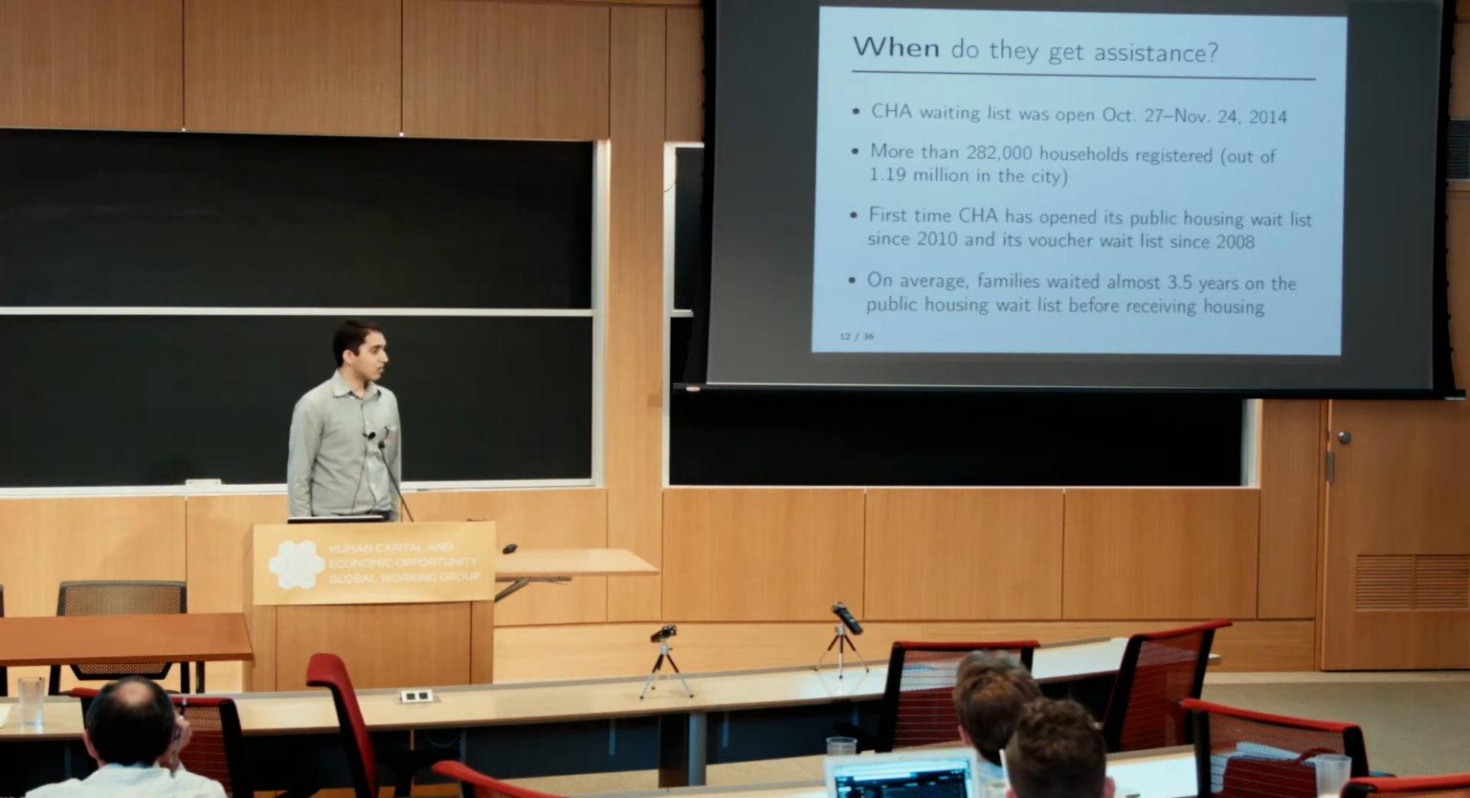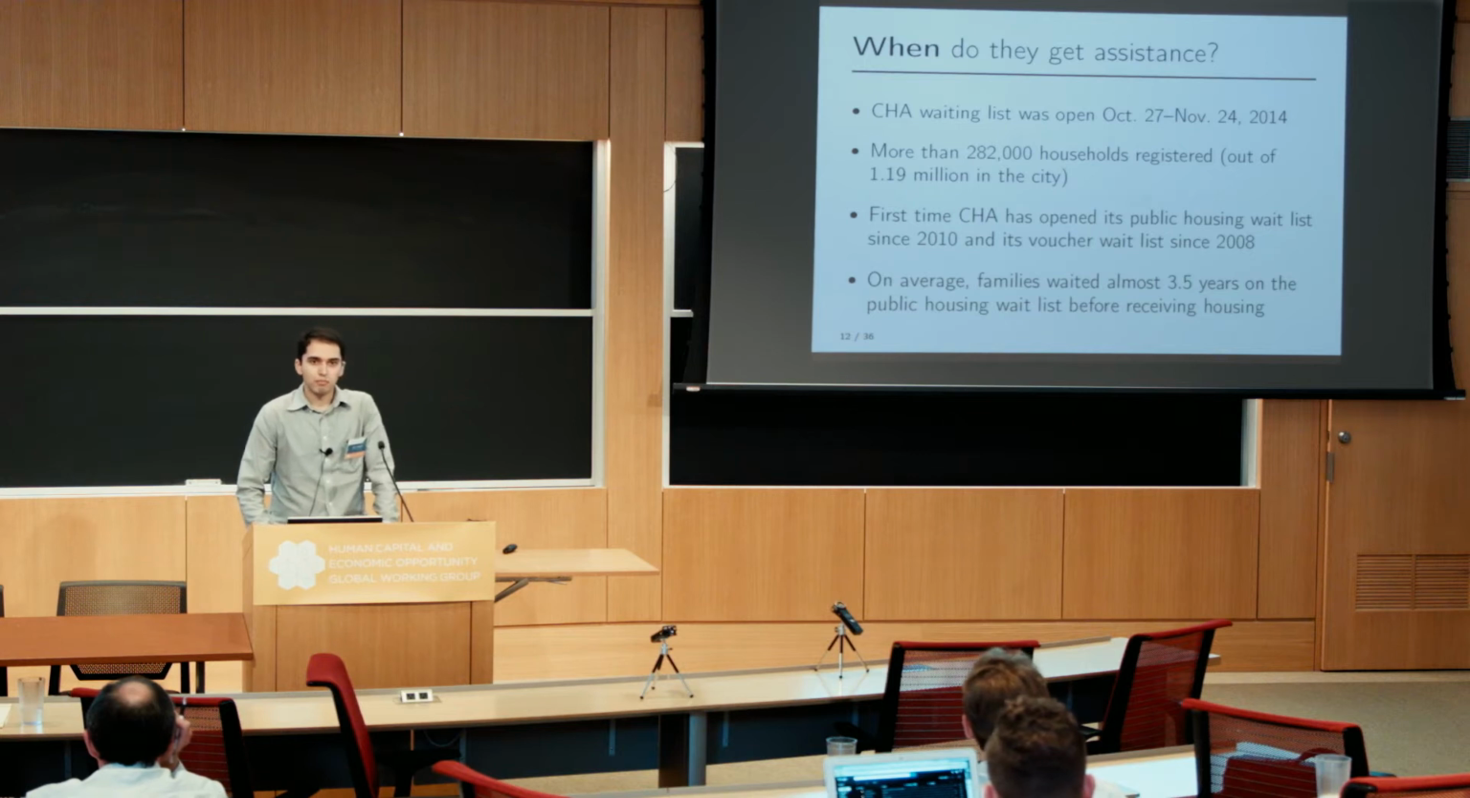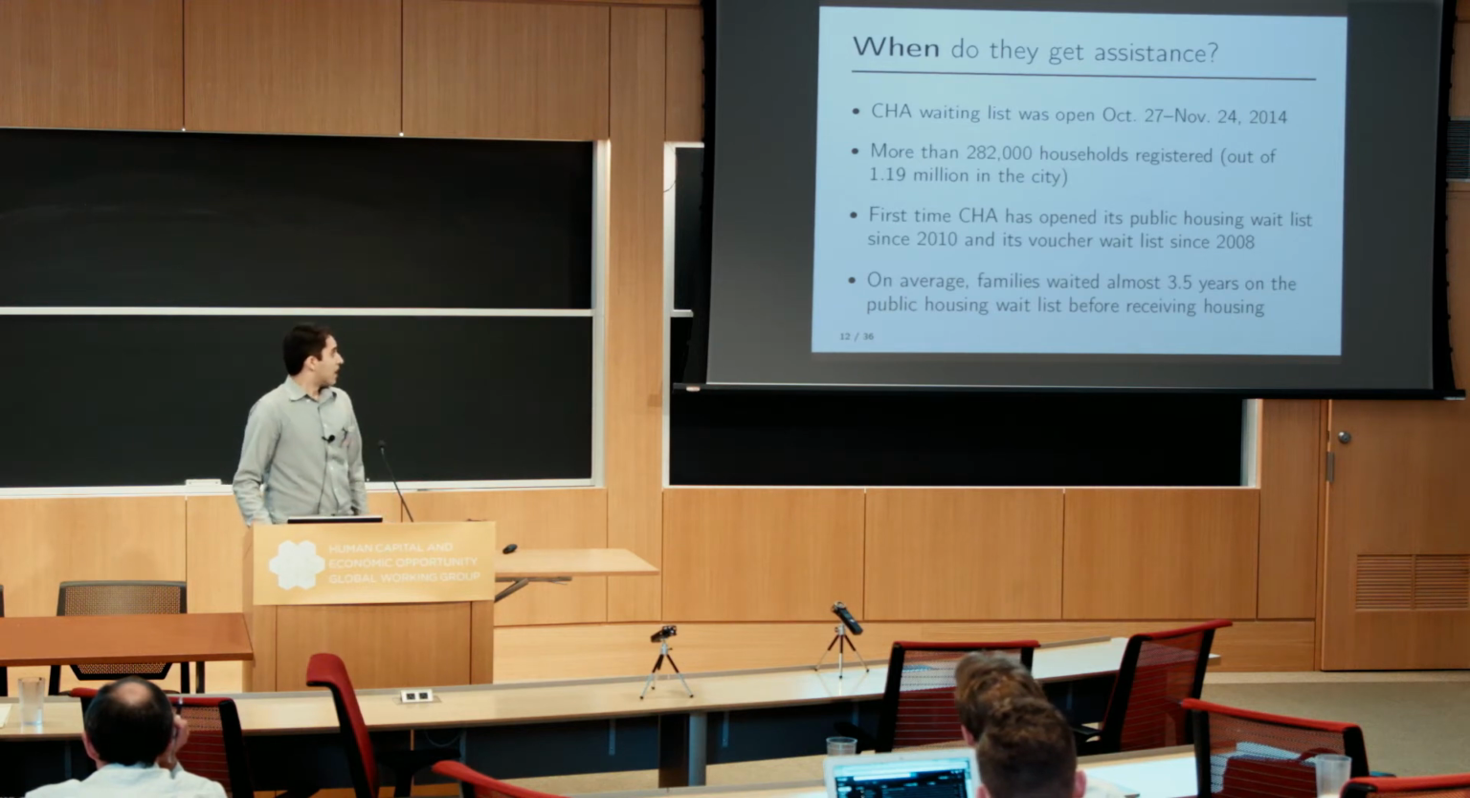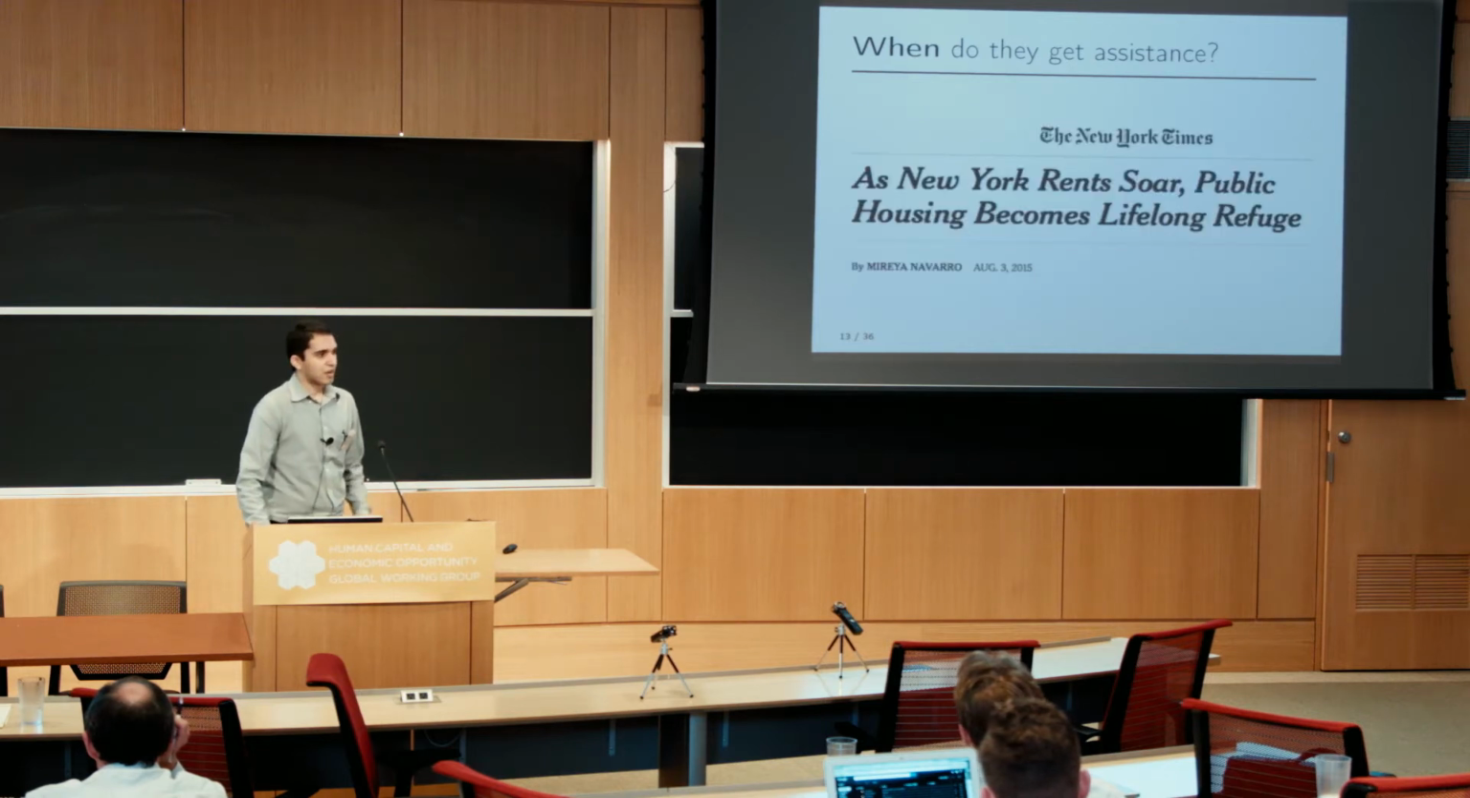So in Chicago, 2 years ago, the public housing waiting lists were open for a period of 1 month, and almost 300,000 people registered for public housing. This is after the waiting list was closed for a period of over 4 years. You wait about 3.5 years to get assistance, and finally, when you get to the top of the waiting list, you have the opportunity to select a unit. Once you get a unit, many people stay there for the rest of their lives. So that's a large part of the reason why supply is so scarce here.